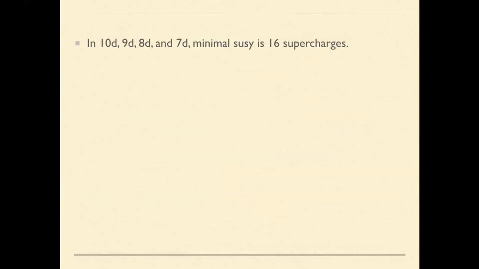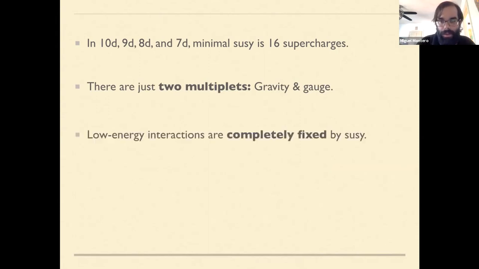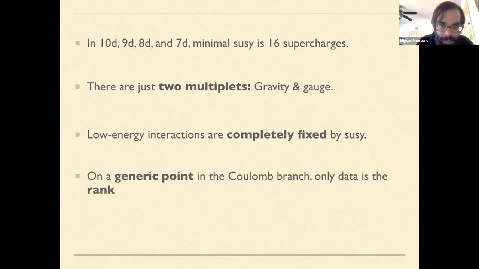So, as Cumrun was explaining before, with minimal supersymmetry in 10 to 7 dimensions, we have a lot of supercharges. There are just 2 multiplets. There's 1 gravity multiplet, and at a generic point on the Coulomb branch, the only piece of data is the number of vector multiplets, so that's the rank of the gauge group. And the interactions are completely fixed by supersymmetry, right? So this is all we need to explain.